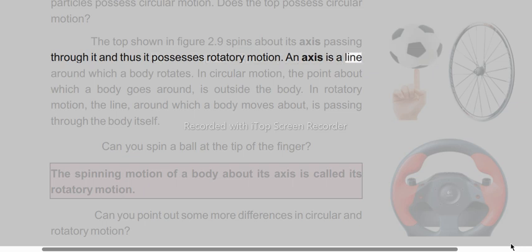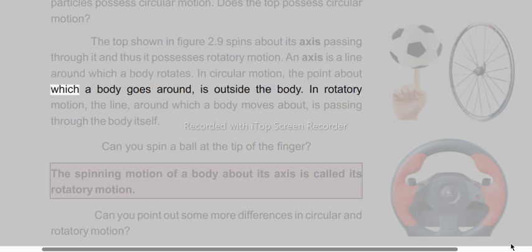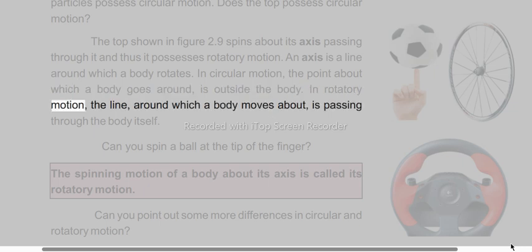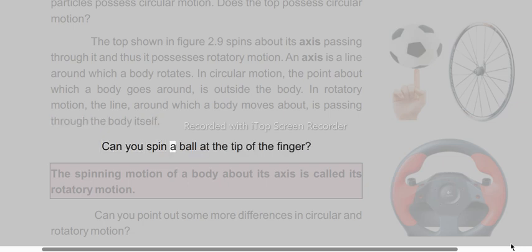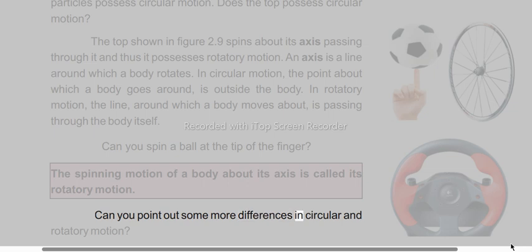An axis is a line around which a body rotates. In circular motion, the point about which a body goes around is outside the body. In rotatory motion, the line around which a body moves is passing through the body itself. Can you spin a ball at the tip of your finger? The spinning motion of a body about its axis is called its rotatory motion. Can you point out some more differences in circular and rotatory motion?